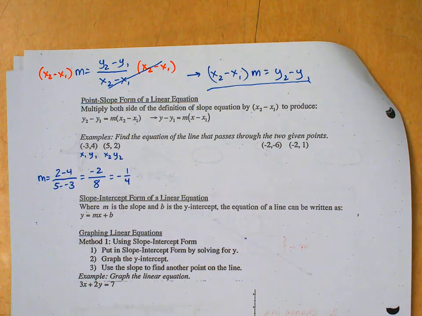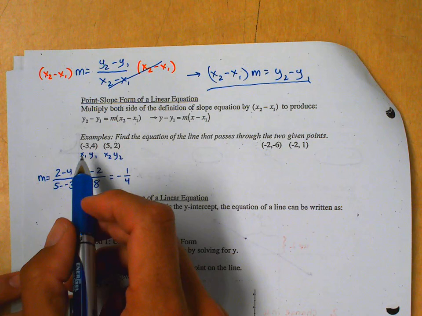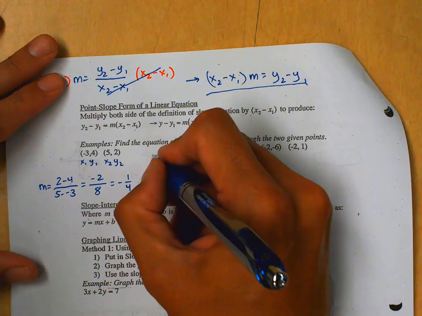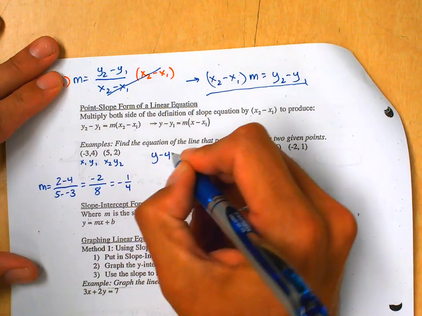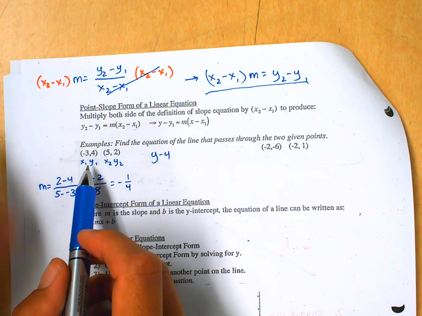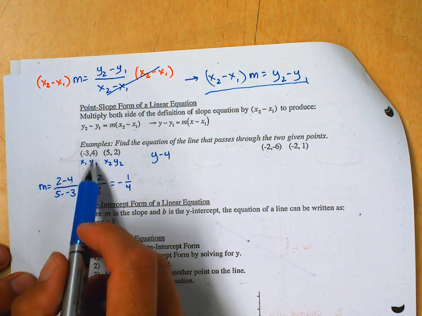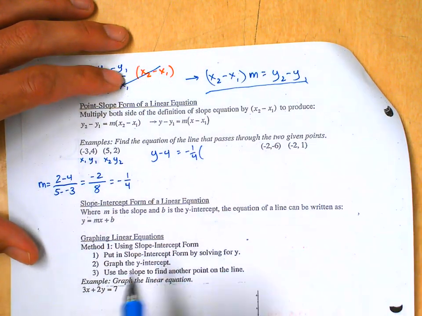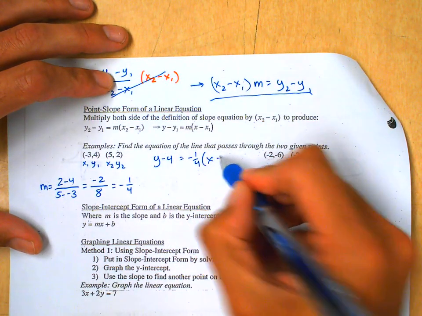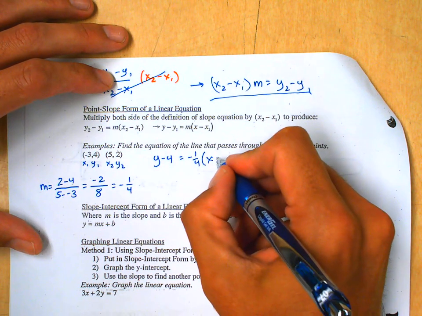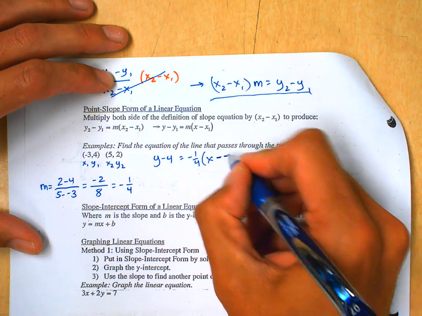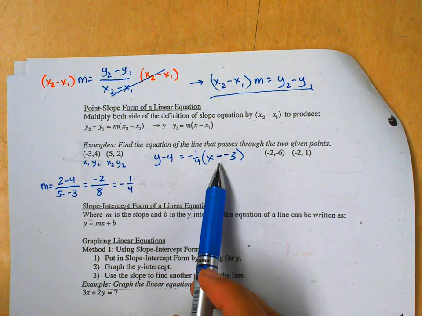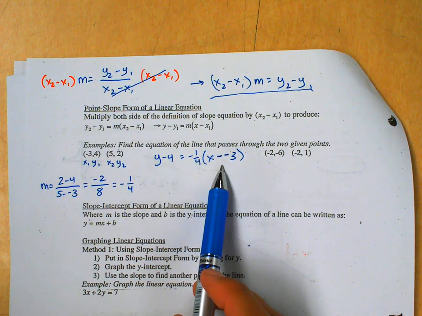Then I'm just going to write it in point slope form. You could use either ordered pair you want. It should be fine either way. We're going to have y minus 4 because I'm using y minus y1. Y minus 4 equals the slope, negative 1/4. And then x minus x1 is negative 3. X minus negative 3.